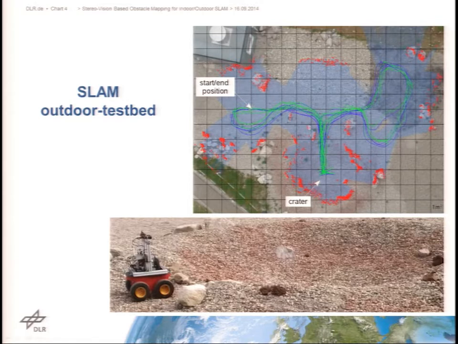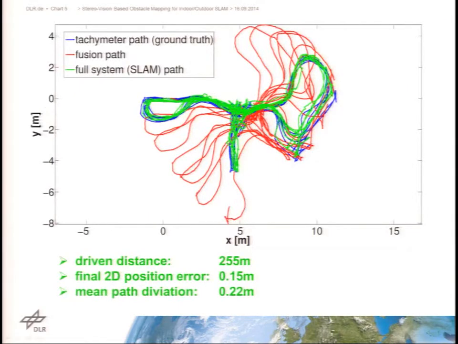On this slide, the red path is the pose estimation. In this case, we had a driven distance of about 255 meters, and the final 2D position error that we achieved was about 15 centimeters.